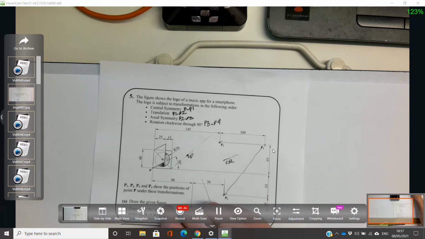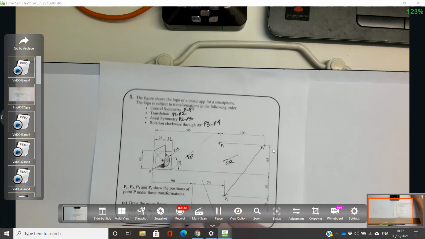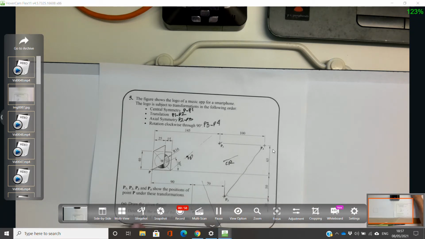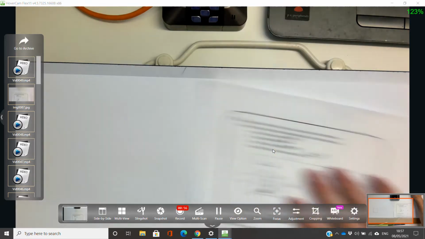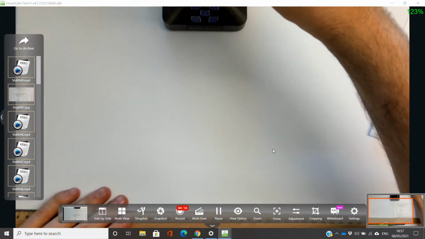Part A, draw the given figure. Part B, determine the image of the logo under each of these transformations. Right. So I'll begin anyways doing the question.